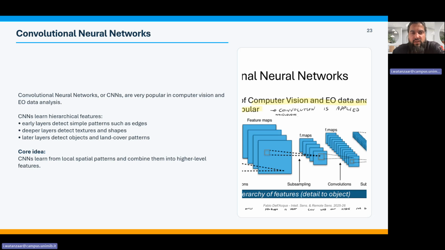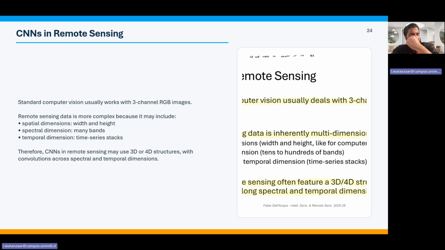The early layers of the convolutional neural networks detect simple patterns such as edges and boundaries. Deeper layers detect textures and shapes as you move inside the layers, and later layers detect objects and land cover patterns. As they go deeper and look into the texture and patterns, this information helps the spatial information analysis. The core idea is that CNNs learn from local spatial patterns and combine them into higher level features.